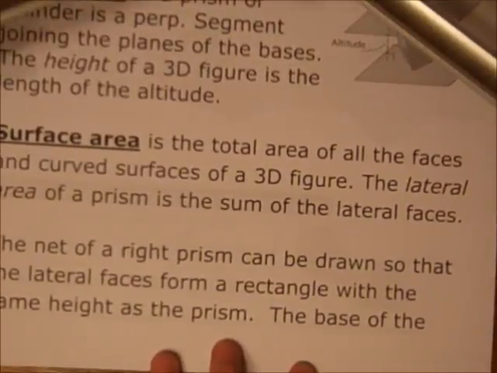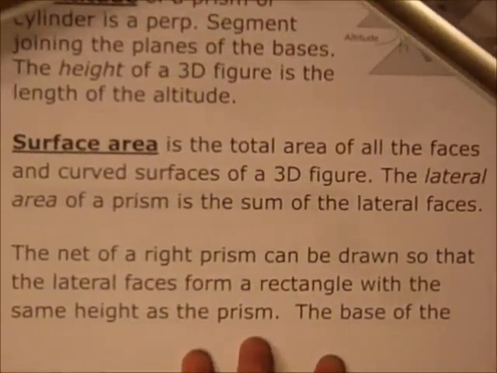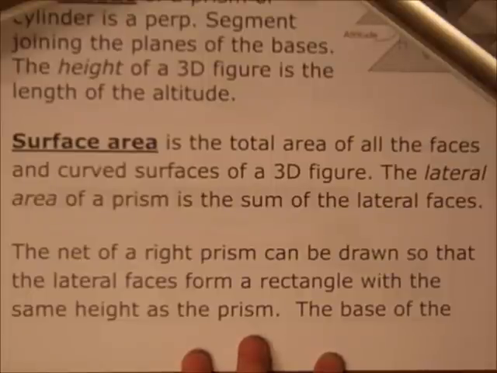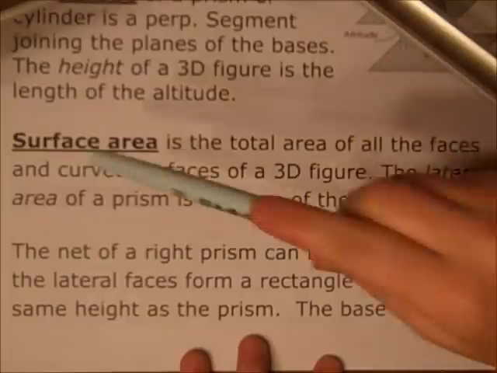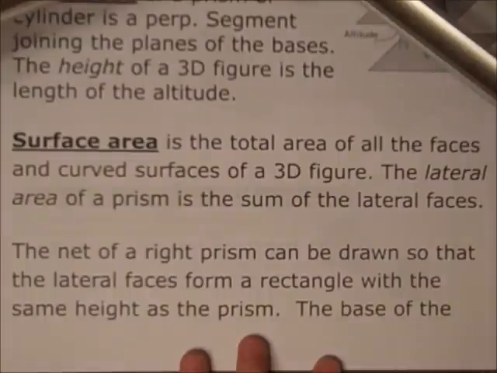Surface area is the total area of all the faces and the curved surfaces of any 3D figure. The lateral area, again, we know lateral means side. So the lateral area is just the area around the sides. It doesn't include the bases. So you have to be very careful when they ask you to find the surface area. If they just say surface area, they mean everything, bases included. If they say lateral area, they mean just the sides, don't include the bases.